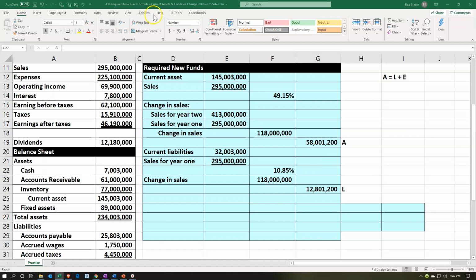Now we're on the equity side of things. So for the equity side of things, let's go ahead and underline this number too. Let's underline here. Home tab, font, underline. Let's underline here, Home tab, font, underline. Okay, so now we're on the equity side of things.